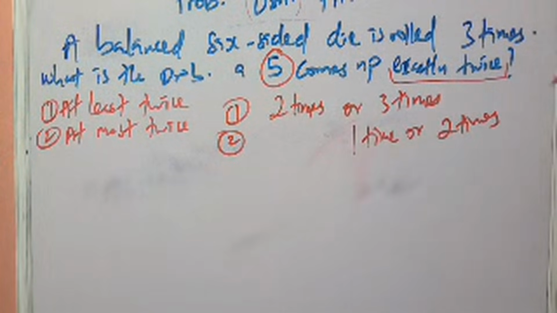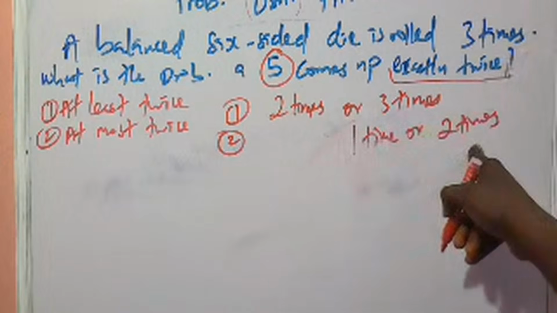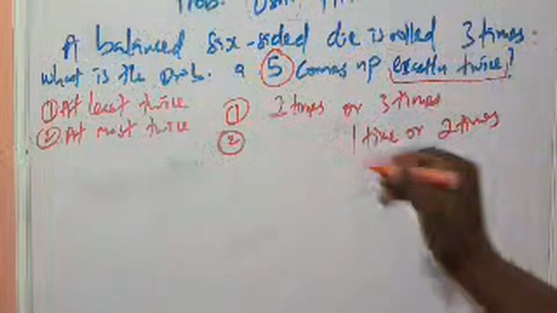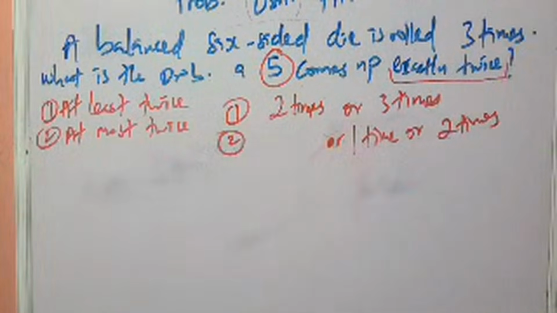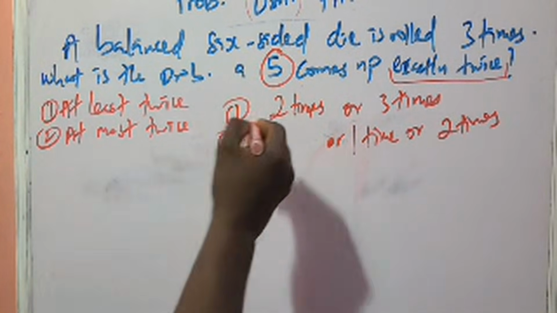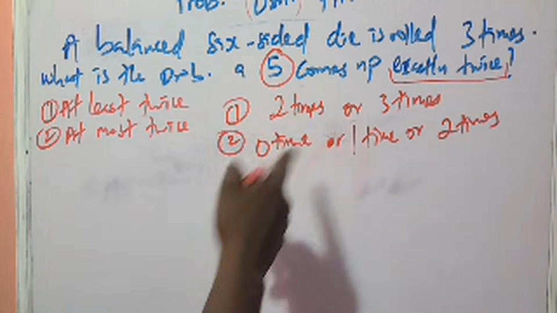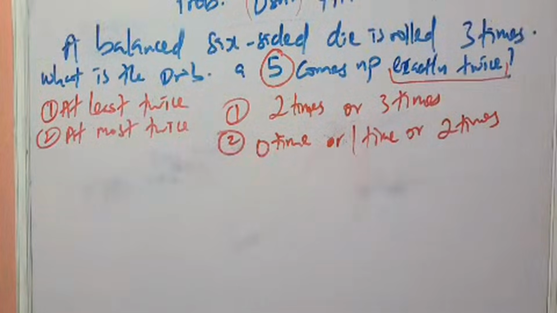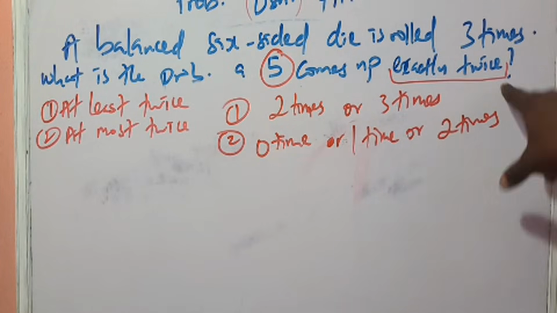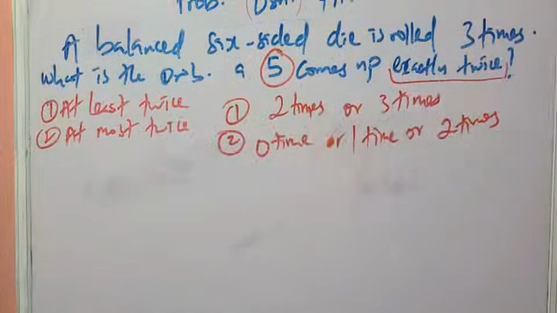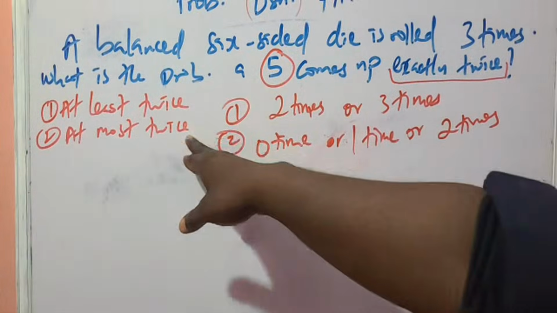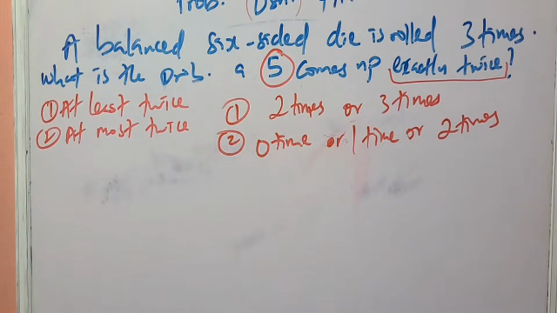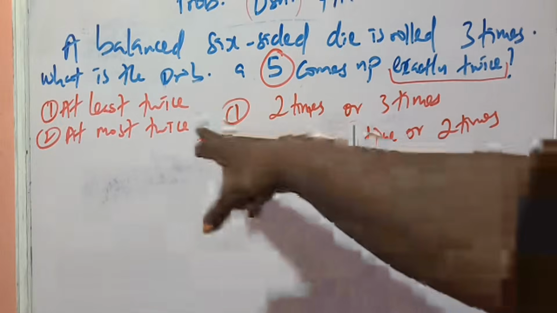This is where many people used to make mistakes. They only do 1 time or 2 times when dealing with at most twice, but that's not true. You should always include 0 time also. 0 time is also a possibility. Don't stop at just 1 time. We said at most twice. That means the highest must be 2. But if it's 1, we are okay. If it's 0 time, it's still at most. So 2, 1, 0 is still under at most twice.